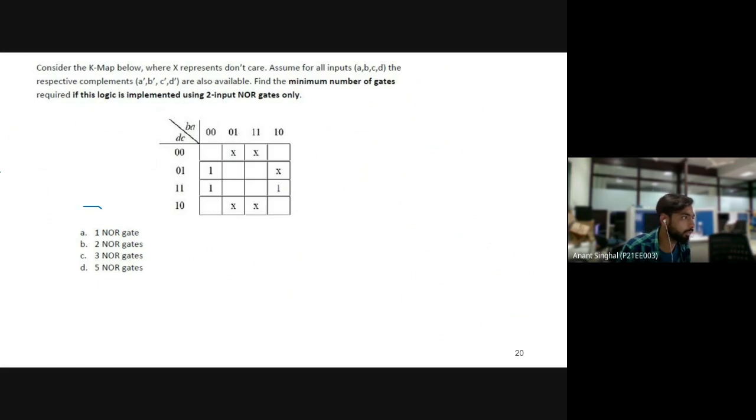So again one more question. A K map is already given. There is a K map and there are variables A, B, C, D. Find the minimum number of gates required if this logic is implemented using two-input NOR gates. A NOR gate with inputs x, y is given by x bar into y bar, or x plus y whole bar. So how many NOR gates are required to implement this?